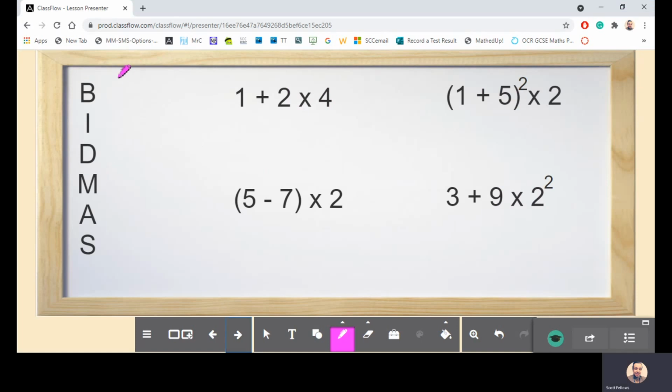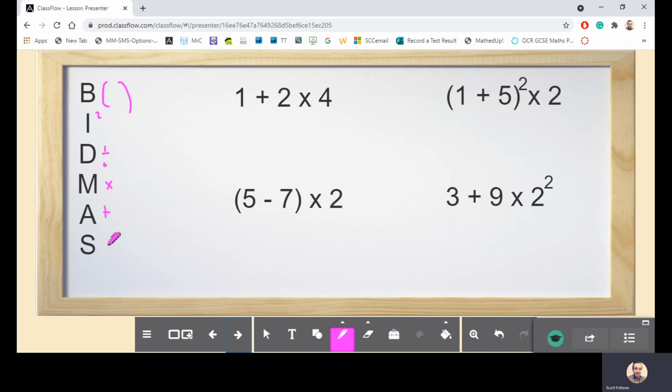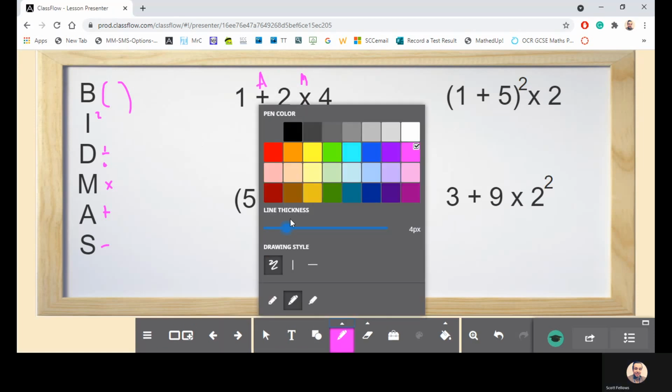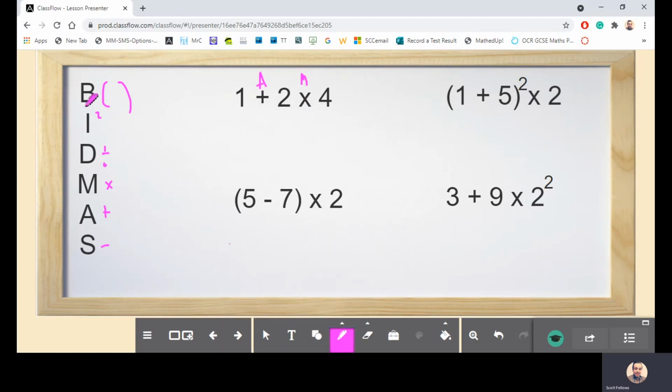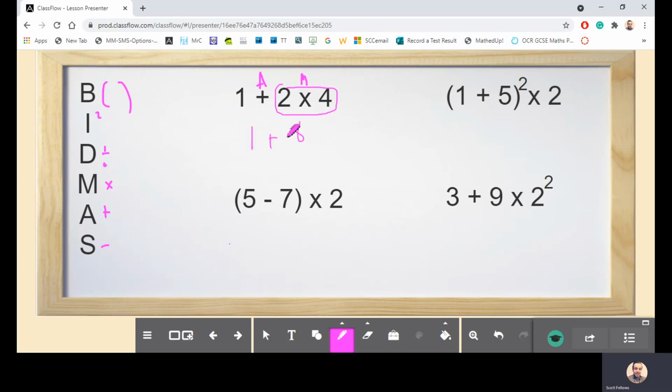Looking at BIDMAS then. So BIDMAS is our brackets, indices, that's your powers, so squared, cubed, divide, multiply, add, and subtract. So this is the order that you answer a question in. So looking at the first one, we've got a multiply and we've got an add. So we look at our BIDMAS, M comes before A. So we do this part first. So 2 times 4, which is 8. And then we do 8 plus 1, which gives us 9.